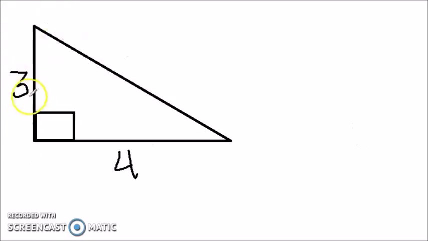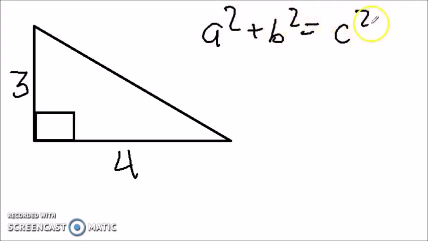Okay, so let's do our first example. First, if we want to use the Pythagorean theorem, we have to make sure that this triangle is a right triangle. As we can see right here, yes, it is a right triangle. So first, let's write down a squared plus b squared is equal to c squared. So length 1 squared plus length 2 squared is equal to hypotenuse squared. So right now we're trying to find the hypotenuse.